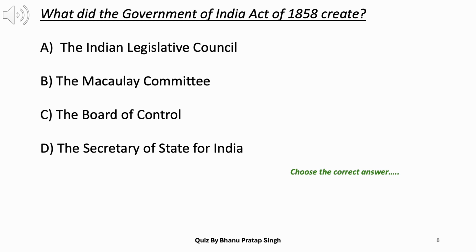8. What did the Government of India Act of 1858 create? A. The Indian Legislative Council. B. The Macaulay Committee. C. The Board of Control. D. The Secretary of State for India.